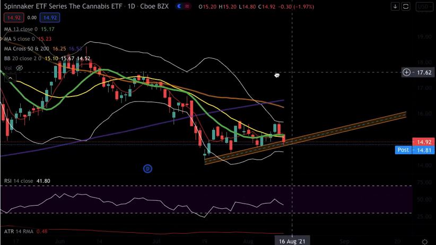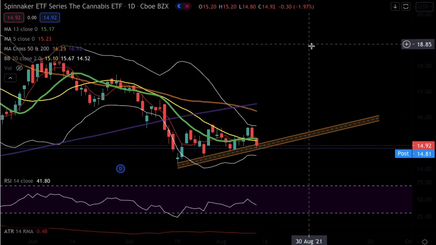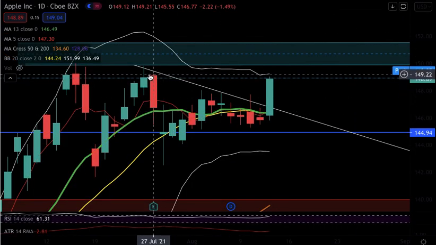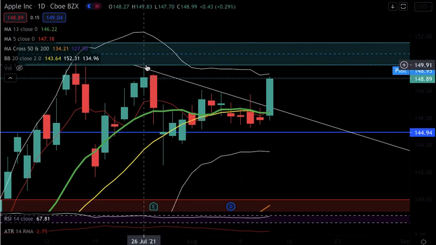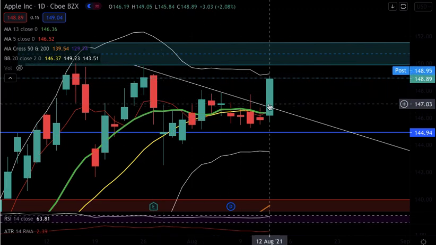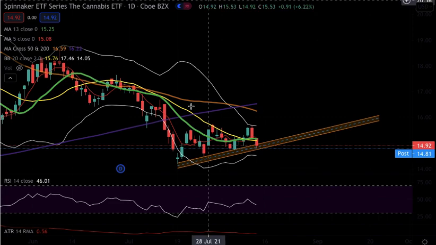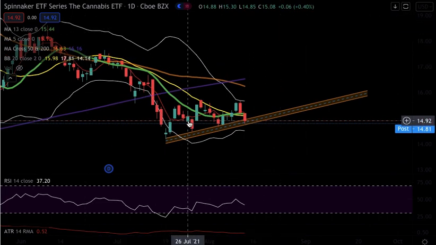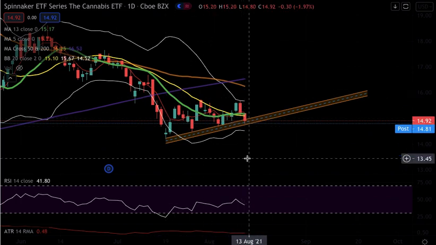You know how we get a bull flag when it moves up like that and it bases downwards a little bit, and then boom, kind of like with Apple. So this bear flag is the opposite. With THCX, which represents the cannabis sector, it's a bear flag. So this is not looking good.